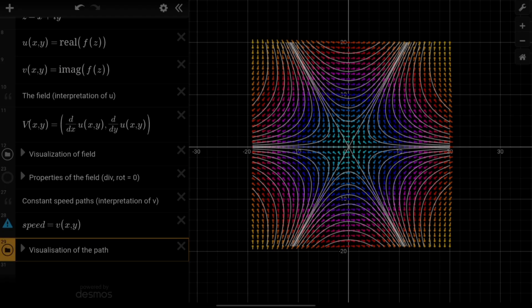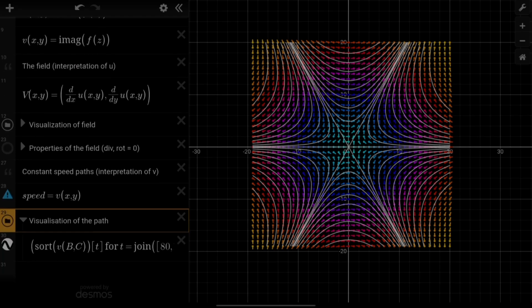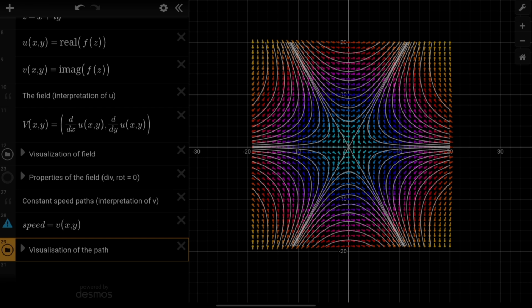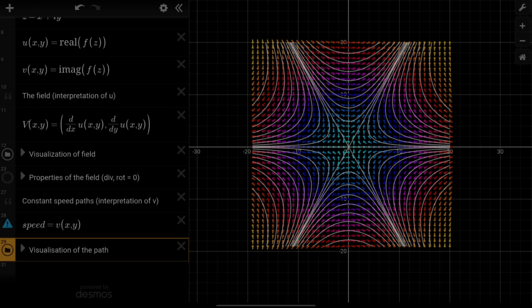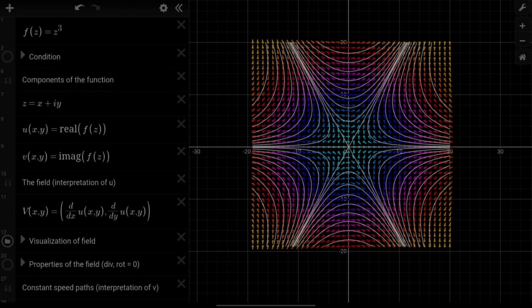Now we have the visualization of our path. So the white lines here, as you can see, are the path of constant speed, where the speed is equal to v, and they follow the particles. So, if you put a particle near the center, then it will follow a line over that one. For example, a particle here will go over there, along with that line.